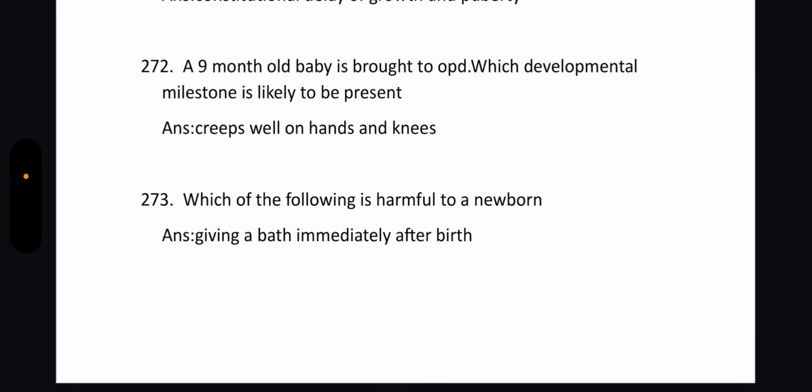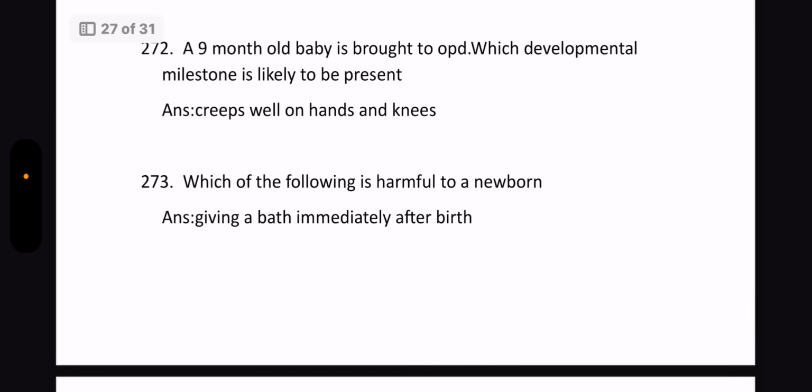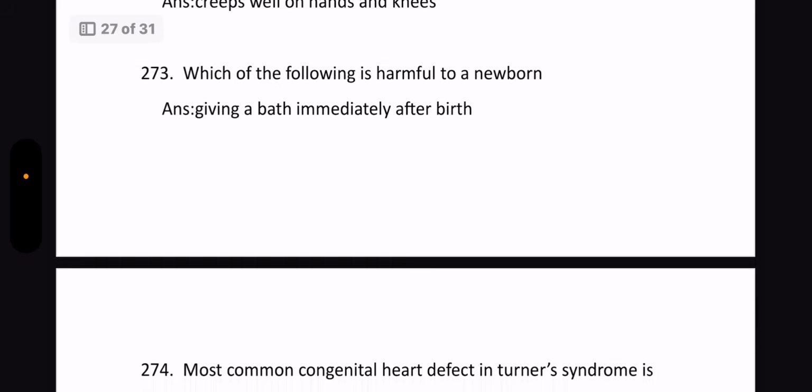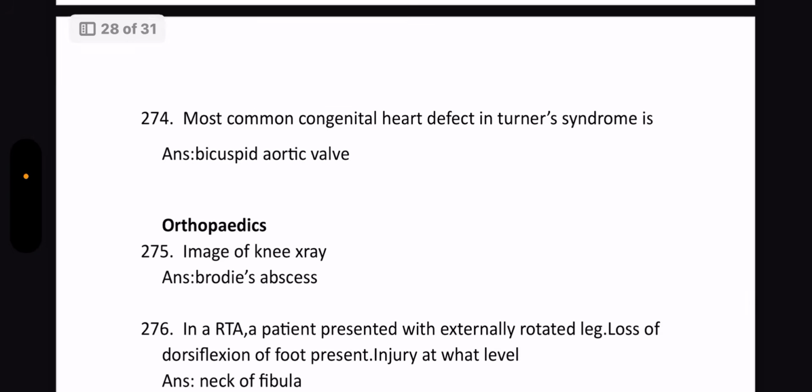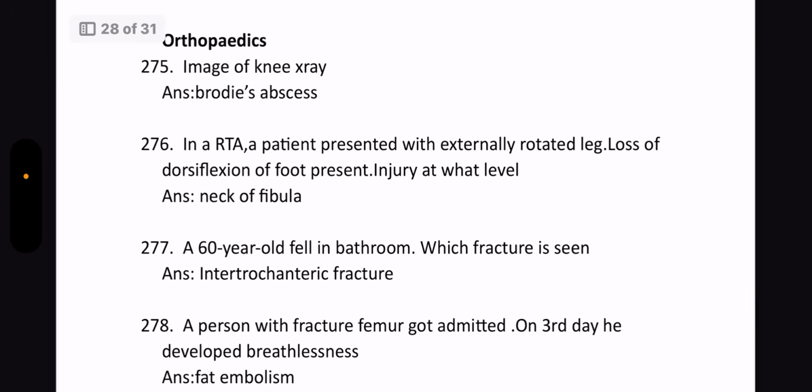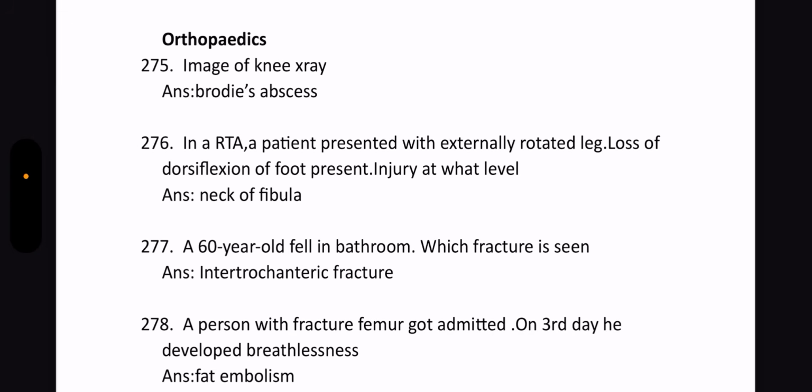Next, a 9-month-old baby is brought to OPD. Which developmental milestone is likely to be present? Answer: creeps well on hands and knees. Which of the following is harmful to a newborn? Giving a bath immediately after birth. Next, most common congenital heart defect in Turner's: bicuspid aortic valve. Orthopedics questions: image of knee X-ray, IBQ.